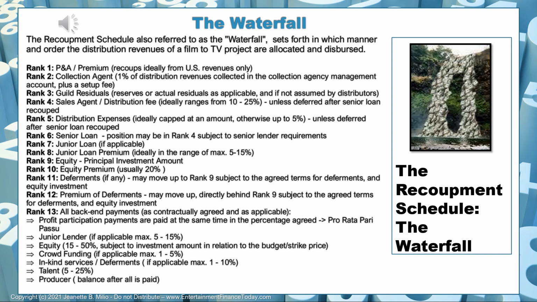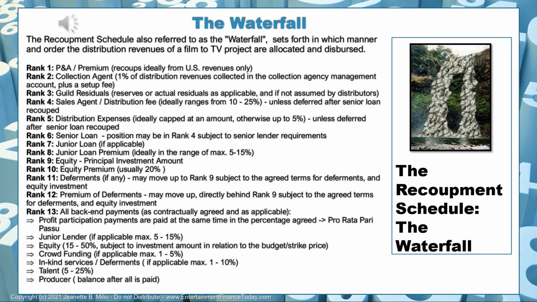But the junior lender would recoup in rank 7, and the premium that is owed to the junior lender, if it is applicable, would be recouping in rank 8, meaning after you paid the principal loan amount back, you will pay the premium if there is a premium. It might be that the junior lender just charges you an interest up front and there might not be a premium. Usually I've seen the premiums be anywhere from 5 to 15% on the loan amount that they gave you.